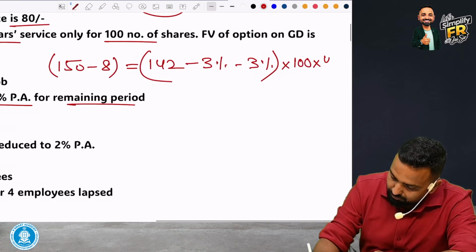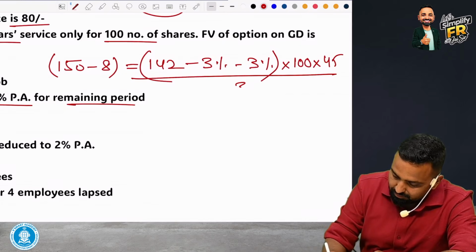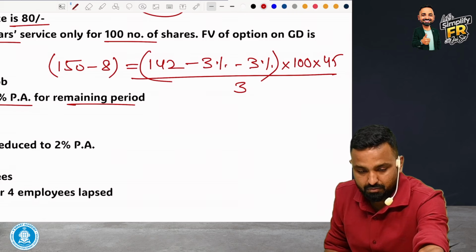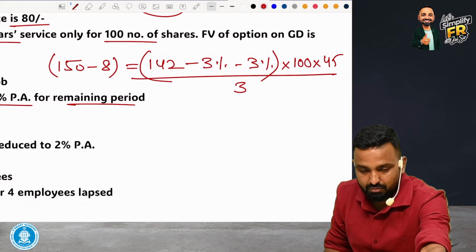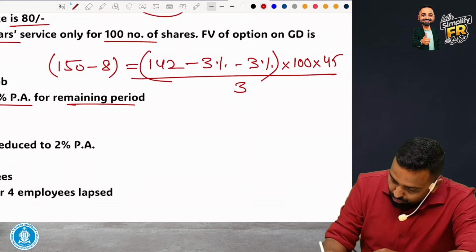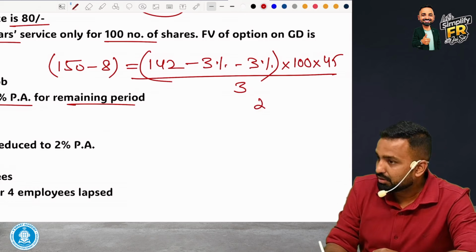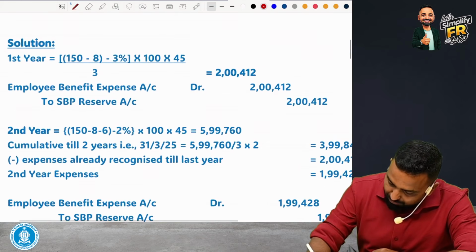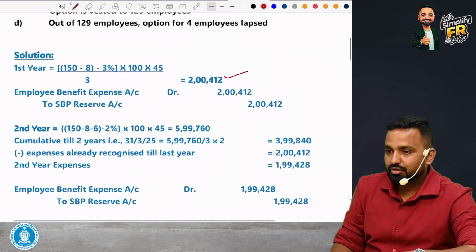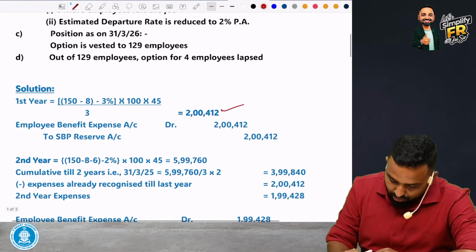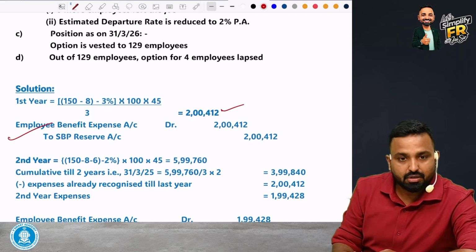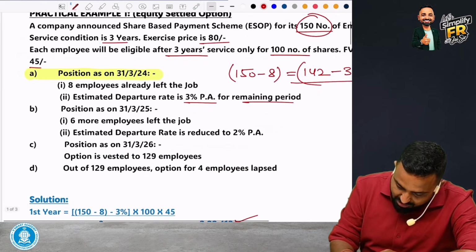Okay, multiply, tell me. 45 divided by 3. What was the amount? 2 lakh 412. This is the answer, 2 lakh 412. Okay. Entry is clear. Everyone, entry is clear? Okay. Now come to the next point.